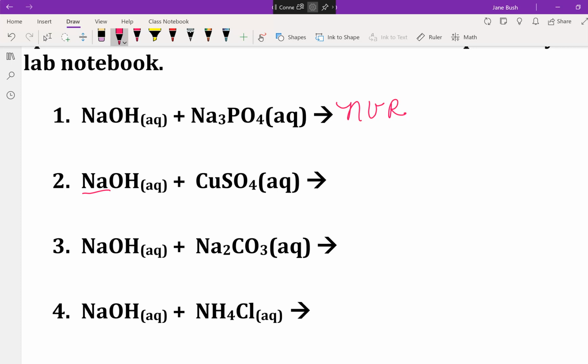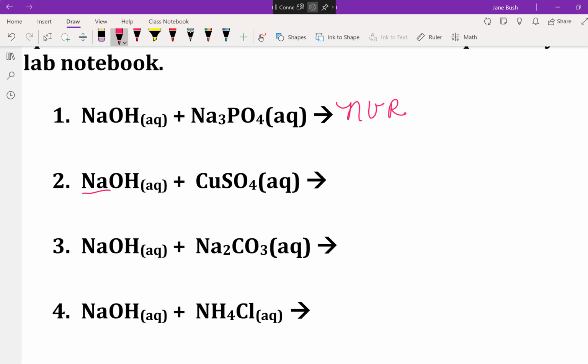Here we're going to have silver nitrate and sodium switch places. So we're going to get silver phosphate and sodium nitrate. Sodium nitrate will be aqueous. What about silver phosphate? It's supposed to be a little 3 on the end of Na, but it didn't translate well. It's not soluble, right?